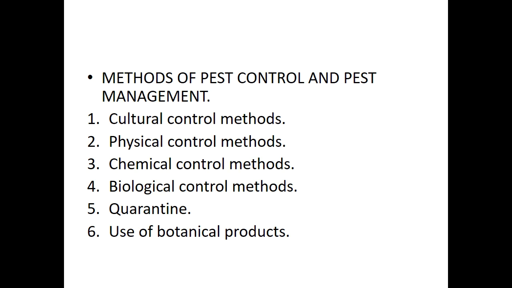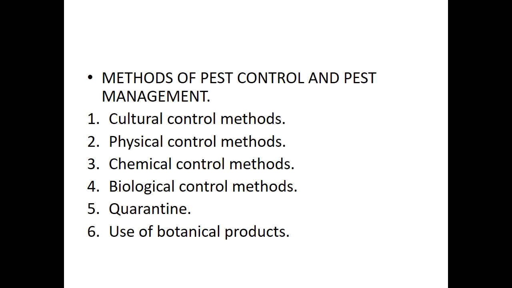You can use it as a contact chemical. Once it touches the pest, it will kill the pest. You can use it as a stomach poison. Once they eat the crop or the chemical, they will die. These are chemical control methods of pests.